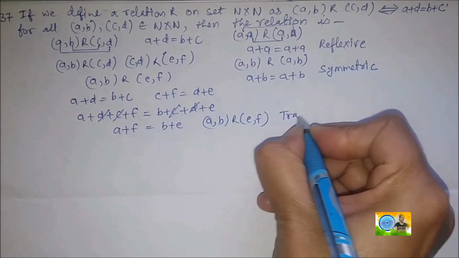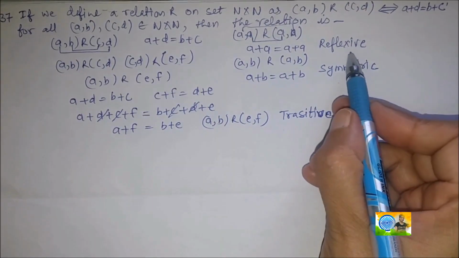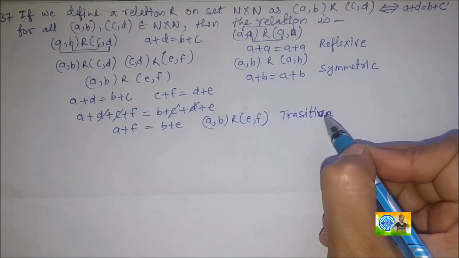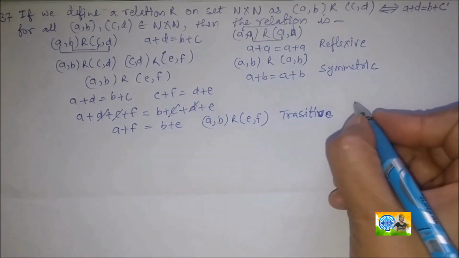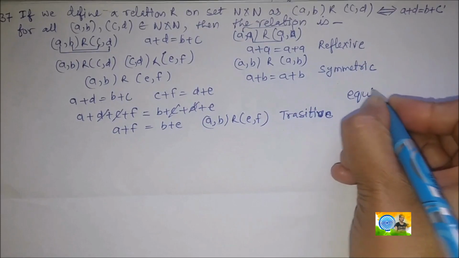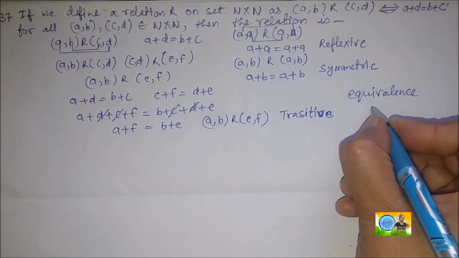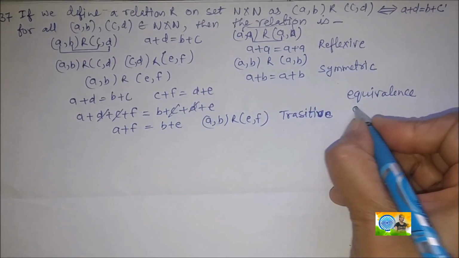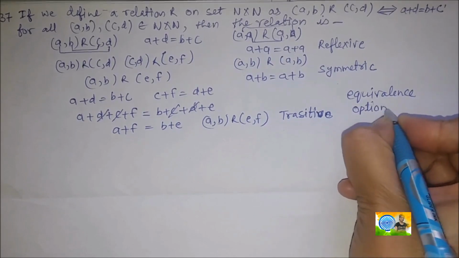It means in total, since the relation is reflexive, symmetric and transitive, this is an example of equivalence relation. And this matches with option C. So option C is the correct answer.